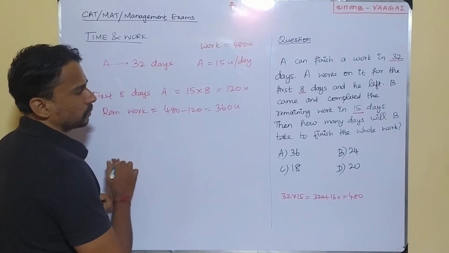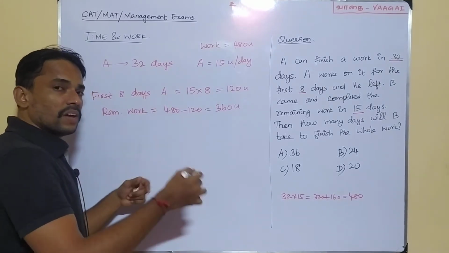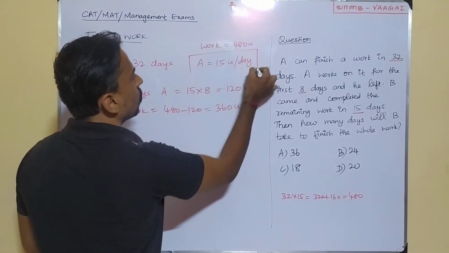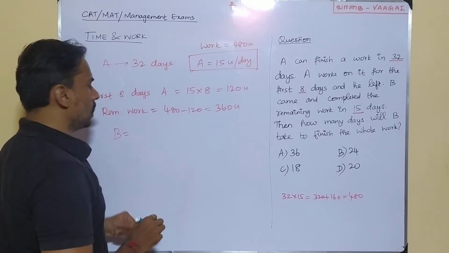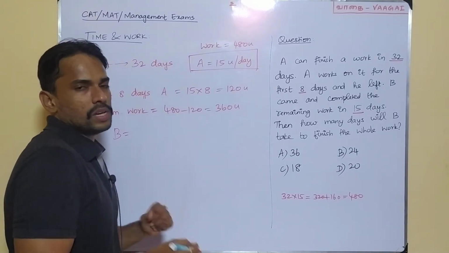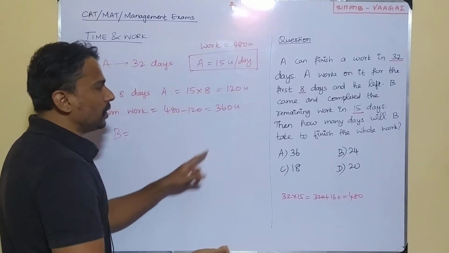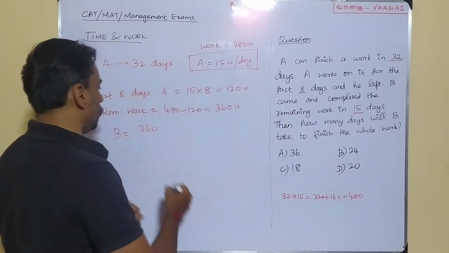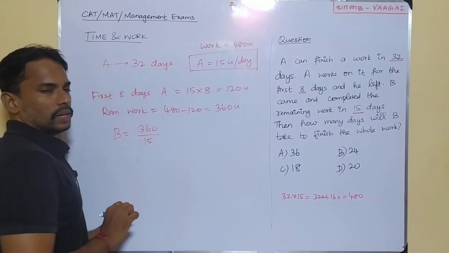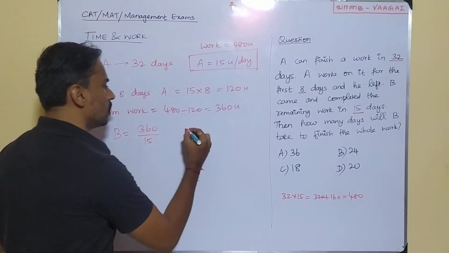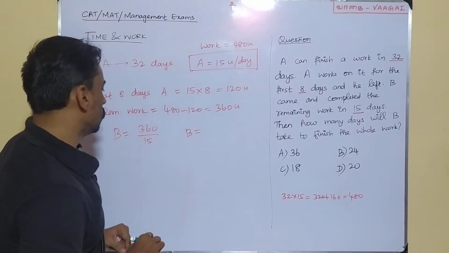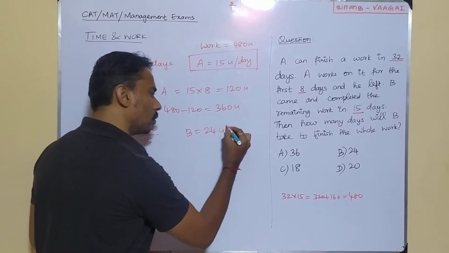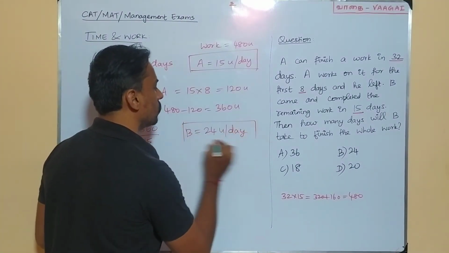So now we will calculate something. We will calculate B's efficiency here. Already A's efficiency we got: this is 15 units per day. And B's efficiency now we will calculate. It's going to be easy. How can we calculate? B can complete these 360 units in how many days? In 15 days. So I can now divide 360 by 15. So B is equal to, how much will you get? This is 20 times and 4 times, so 24. So B can complete 24 units in 1 day. So this is B's efficiency.